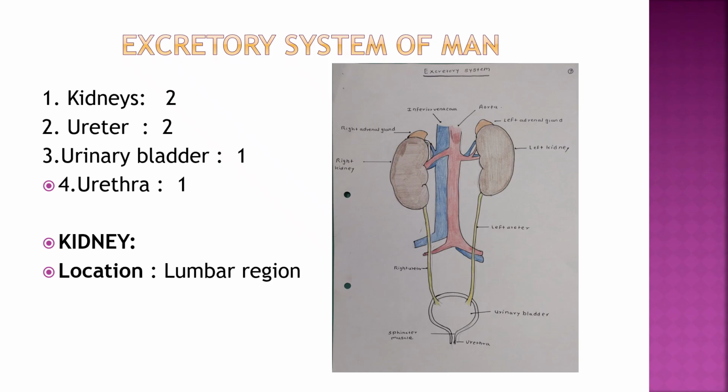Here you can see the kidney. The outer portion is called the cortex, the inner portion is called the medulla, and here you can see the calyces. The bulging of that is the renal pelvis, and the renal pelvis then opens into the ureter. The number of kidneys is 2, and the location is mainly in the lumbar region.